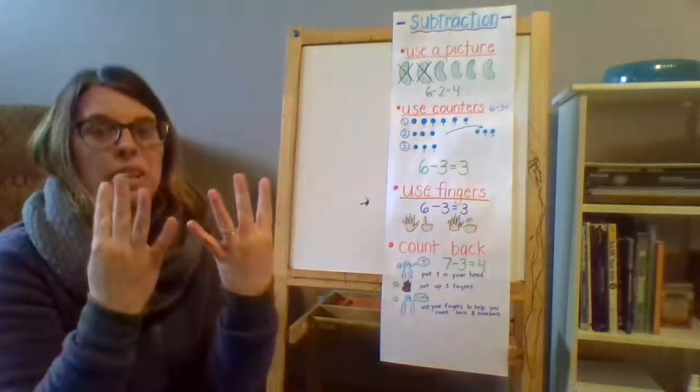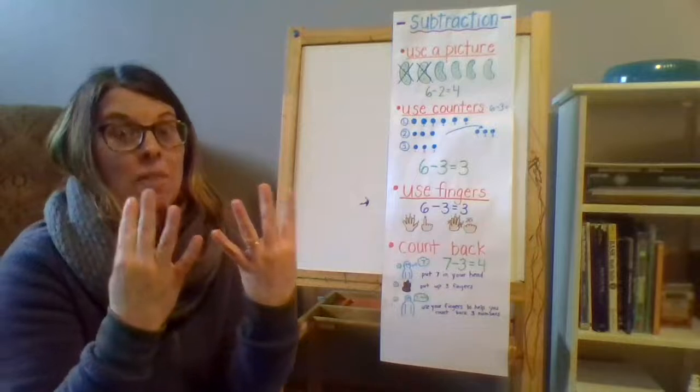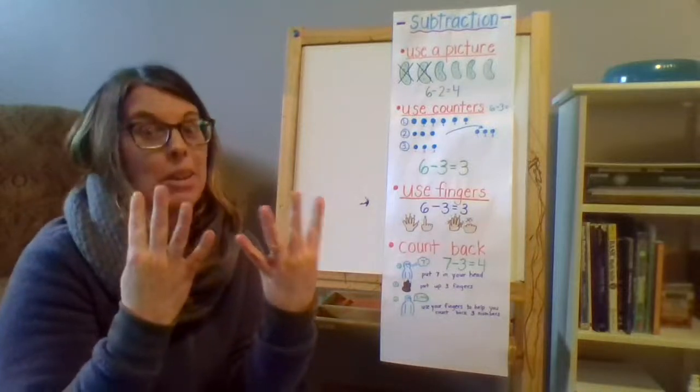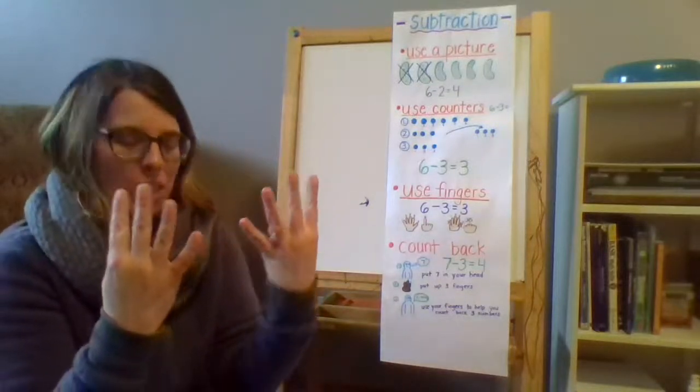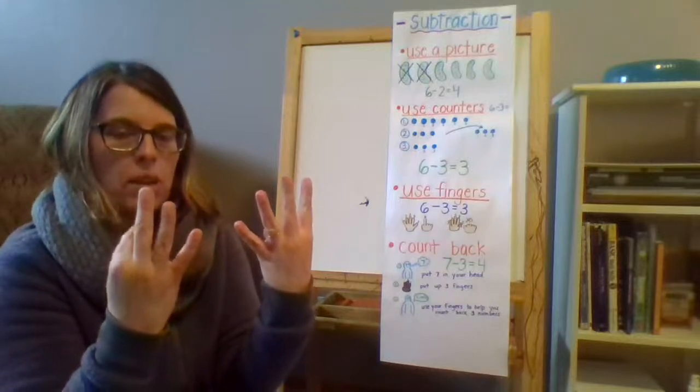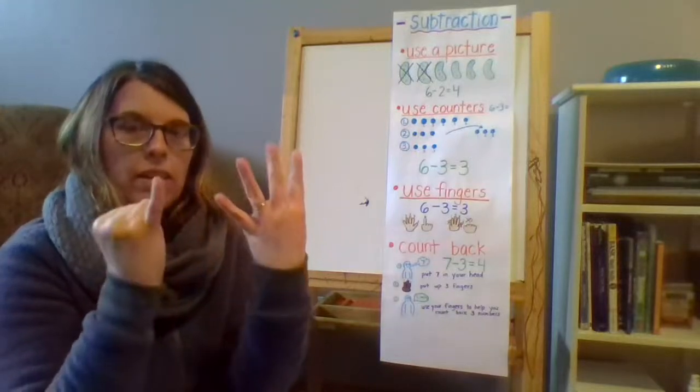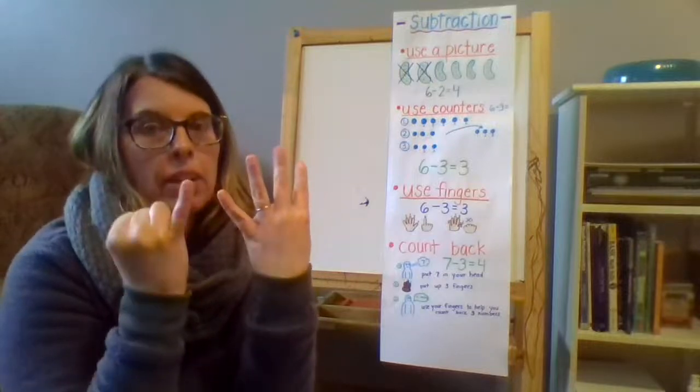Sometimes it's hard to figure out how to do that with your fingers. So if my fingers look funny, that's why. You might experience that when you do this. So I'm going to put down 3 fingers. Let's see. 1, 2, 3. Okay. This is how many fingers I have left.